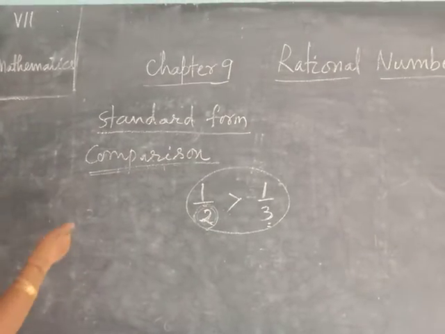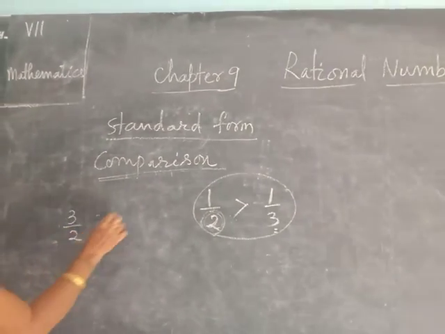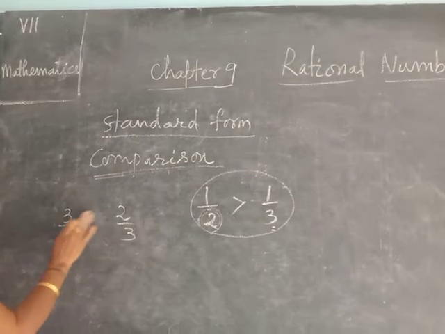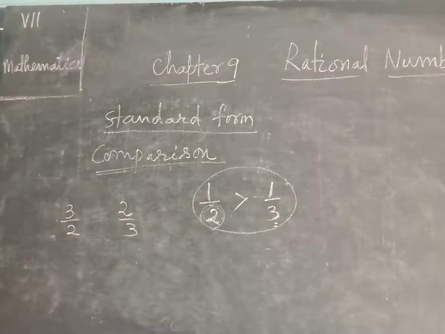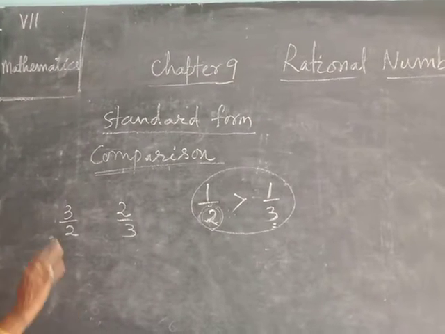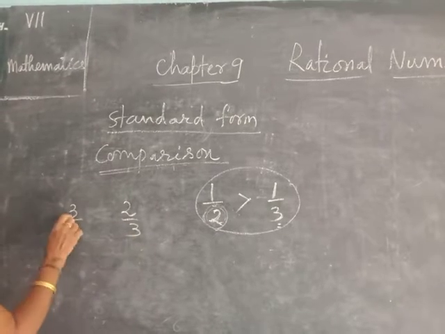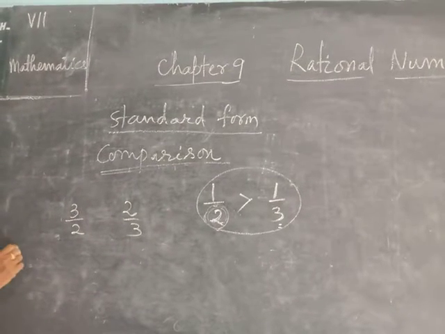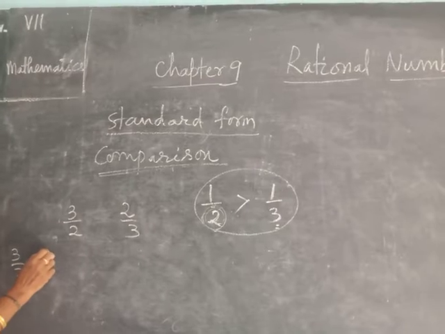Suppose the number is 3 by 2, different numbers are there. Then how will you do it? First, there are 3 ways. The first method is that you have to find out the equivalent fractions. Then what will the equivalent fraction be?